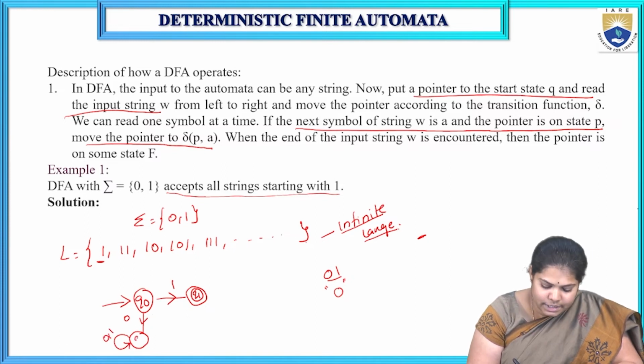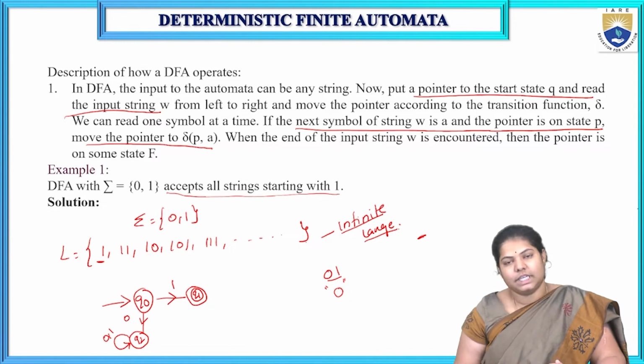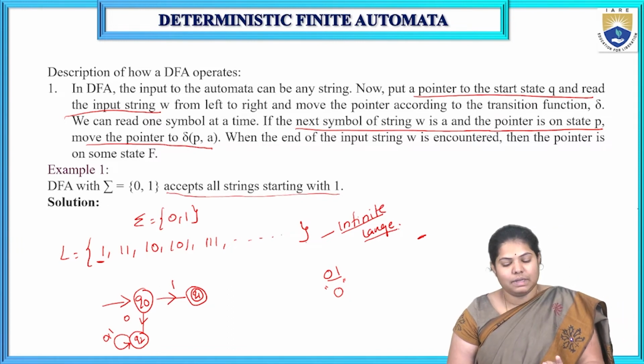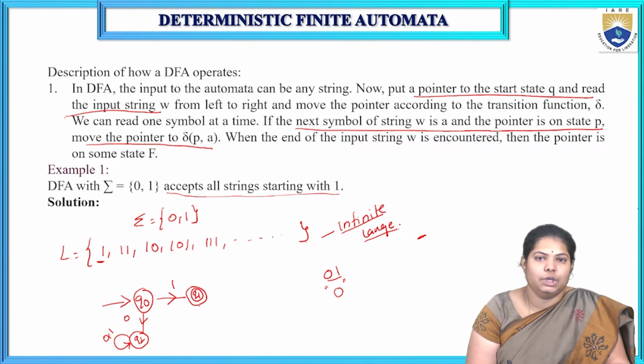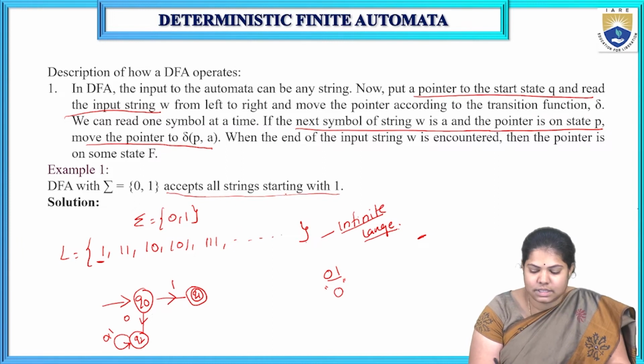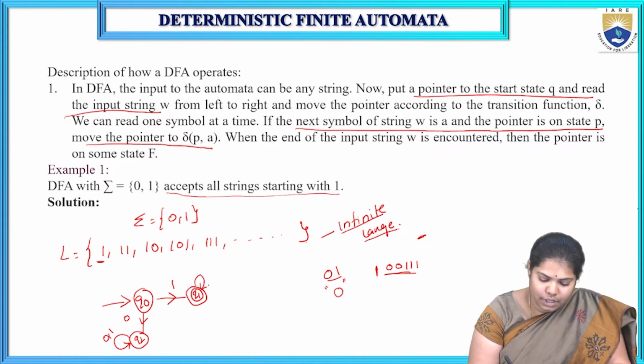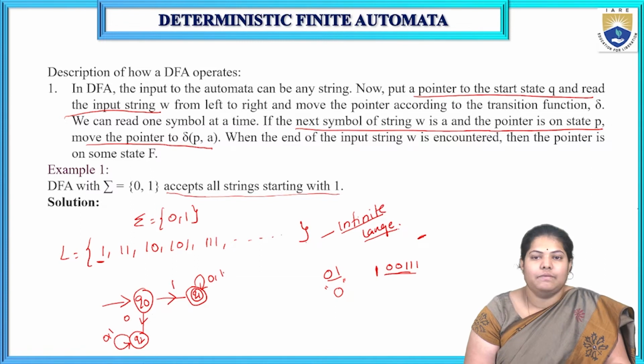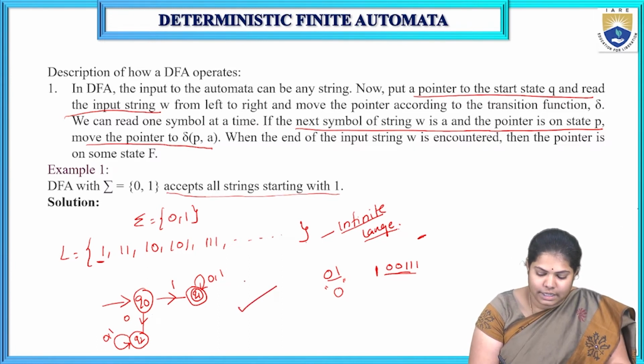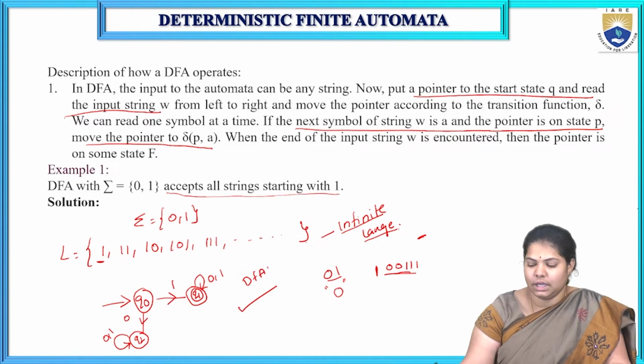So the dead state will be represented like this. So Q0's work is done. Q naught contains input symbol 1 and input symbol 0. The work of Q naught is done. Then what about Q1? Here, after the string starts with 1, I can have any number of zeros and any number of ones. Right? So I can keep a loop here which contains 0 and 1. So this is how we draw the DFA.